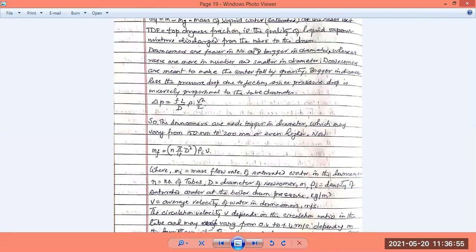Now, these downcomers are fewer in number and bigger in diameter. What is supposed to be seen?